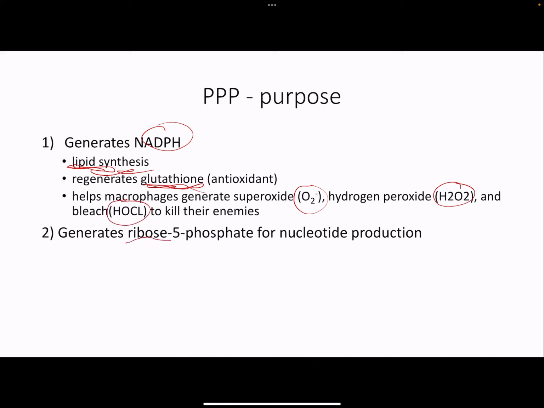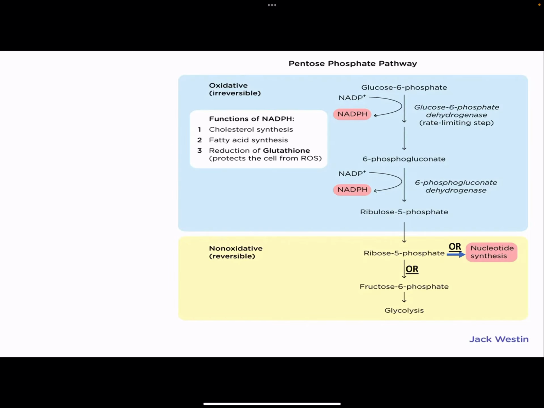And you can generate ribulose 5-phosphate, which becomes ribose 5-phosphate, for DNA, deoxyribonucleic acid, and RNA, ribonucleic acid. It's a ribose sugar in the nucleotide structure. So this is the precursor for that. So we have really two steps. The first half is going to be oxidative. This is irreversible, and the second step is non-oxidative, which is reversible.